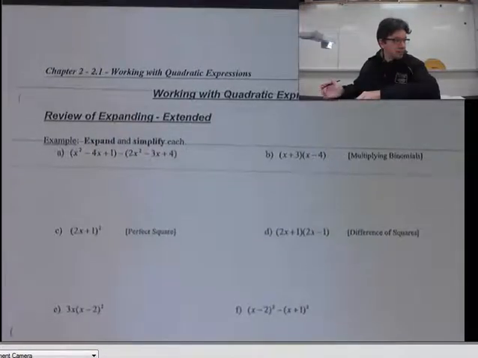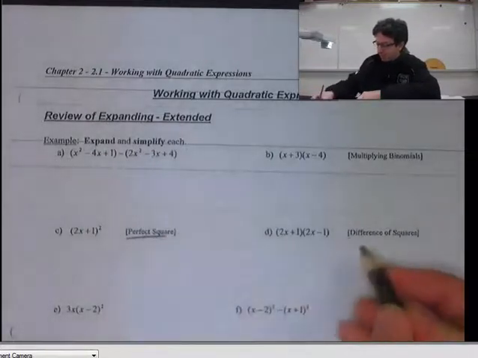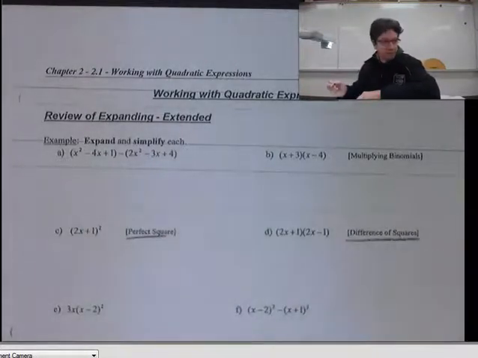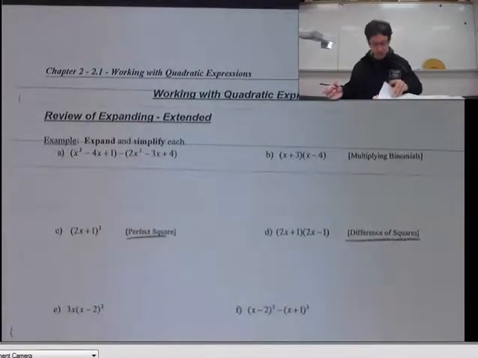All right, so last for today, we're going to practice some expanding and simplifying. And as we do that, we're going to notice a couple of patterns that we went over before, such as a perfect square and a difference of squares, because we can use those to factor, which is what we will be doing in the next couple of lessons.